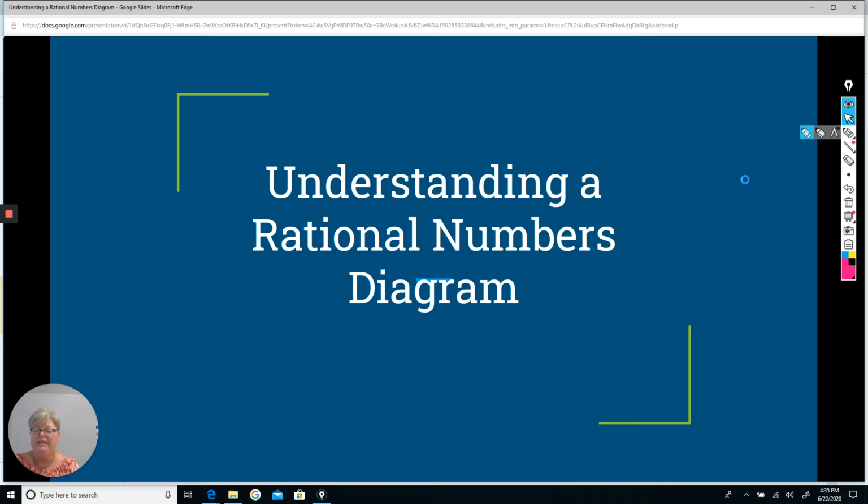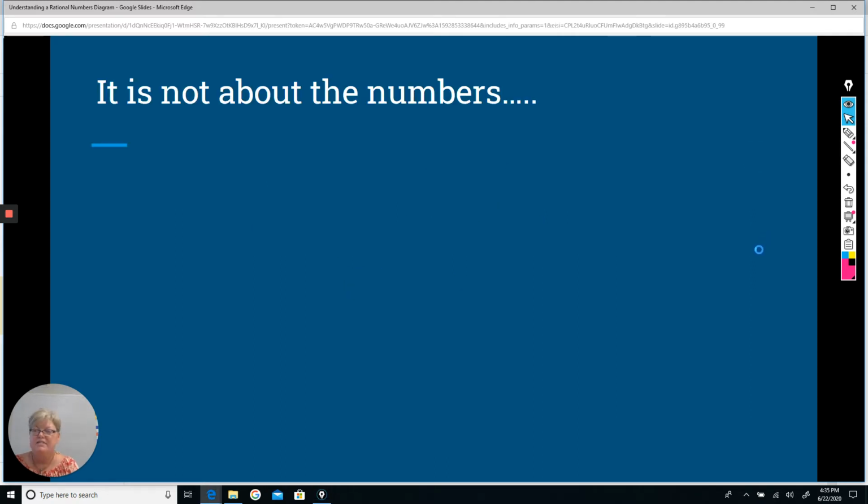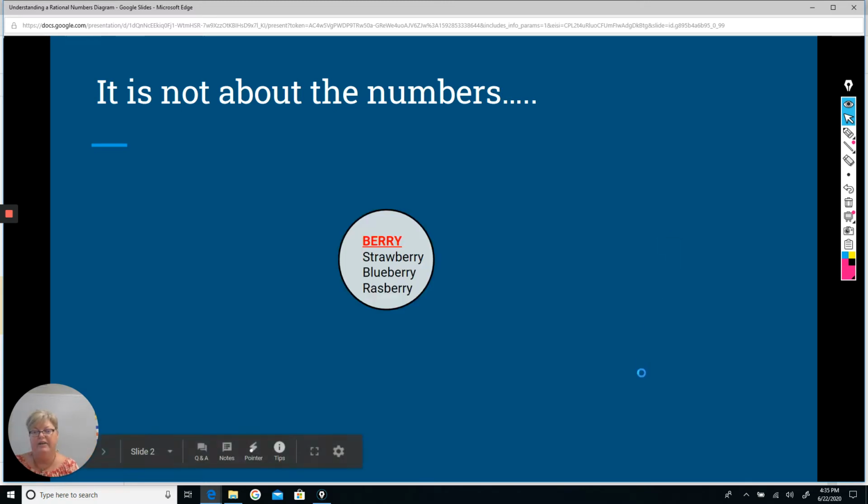Before we really get into the numbers, we're going to talk about just understanding how the diagram works, and then we'll go into putting numbers in the diagram, okay? So this particular part of the lesson is not about the numbers, it's just about understanding the diagram.